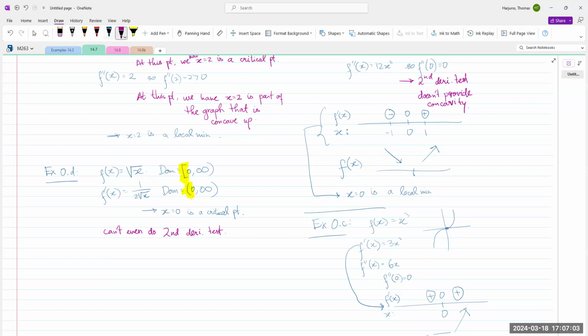So then we take a look at the behavior of the first derivative around 0, around that critical point. It is undefined here, but to the right-hand side, the first derivative is positive, which means the function is increasing there, nothing to the left of that, right? Which means at x equals 0, it must be the minimum. So x equals 0 is a local minimum.